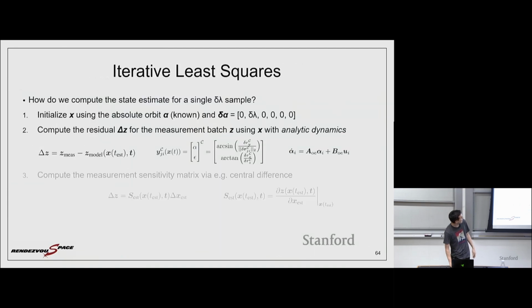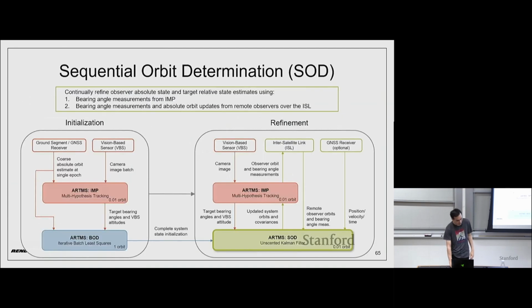I'm going to skip this and move on to sequential orbit determination, the last element of the system here. So the goal is, we've got the state initialization. We now want to actually refine it over time, using bearing angles from the camera, as well as bearing angles that could be broadcast by other observers over that intersatellite crosslink. So at its core, SOD relies on an unscented Kalman filter for this. I want to go into why we made that choice.